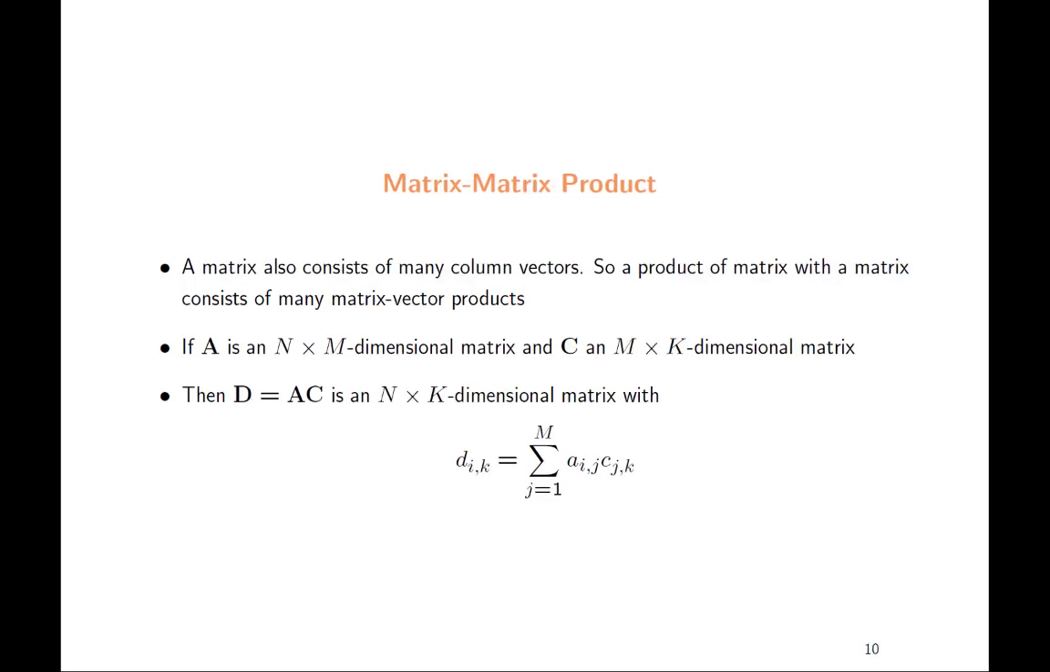You can also multiply two matrices. So if A is an n times m dimensional matrix and C is an m times k dimensional matrix, then D, which is the product of A times C, is an n times k dimensional matrix, where Dik equals the sum over j of Aij Cjk. There are different ways to memorize it. The typical way is to say you multiply each row vector of A with each column vector of C with the normal dot product.